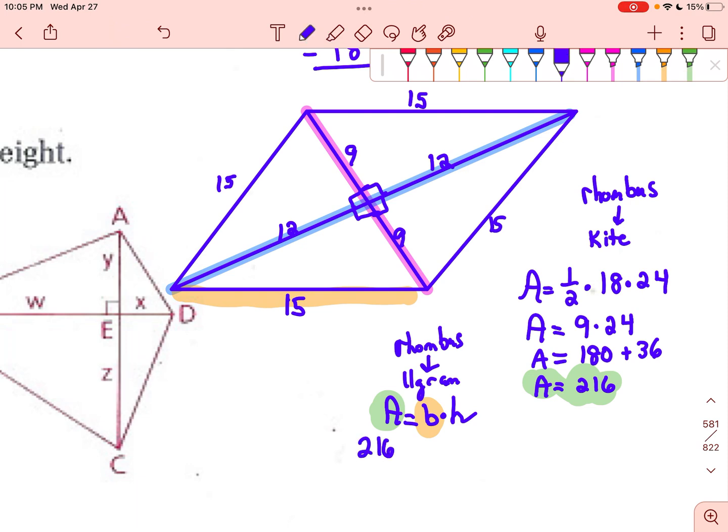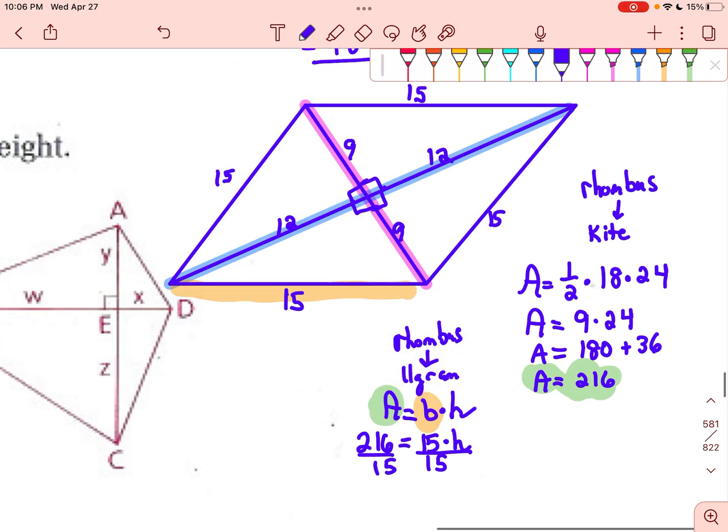So I plugged in 216 for the area, I plugged in 15 for the base, and then we have the height here. So divide by 15, divide by 15. Simplifying this fraction, I think each of these numbers are divisible by 3. 216 divided by 3 is 72, 15 divided by 3 is 5. So the height is 72/5.